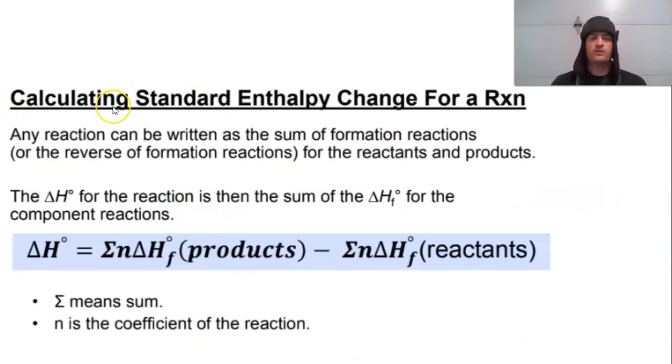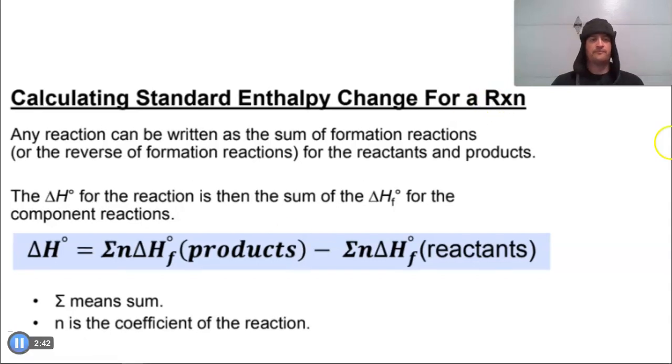So what we're trying to do is determine the standard enthalpy change for a reaction. You remember a few lessons ago, we had enthalpy of reaction. This is where it comes from. Now, you can use bond energies, you can use this approach, and you can also use what's called Hess's law, which is upcoming. Any reaction can be written as the sum of formation reactions, or the reverse, again, because it can go either direction, as long as it's for the reactants and products.